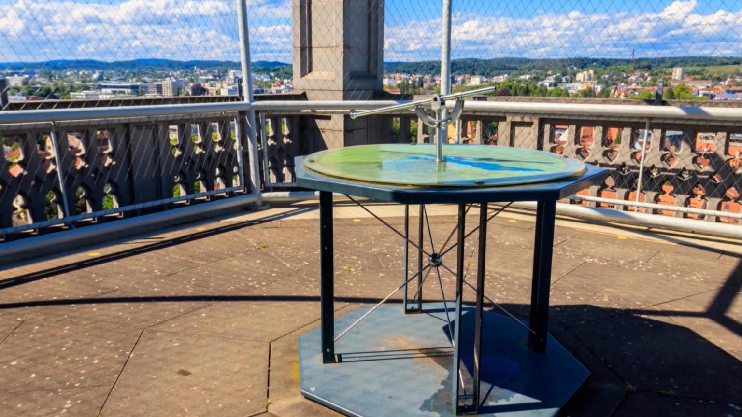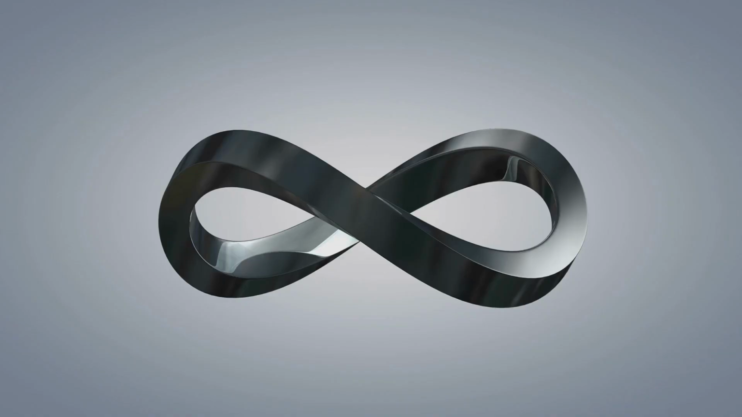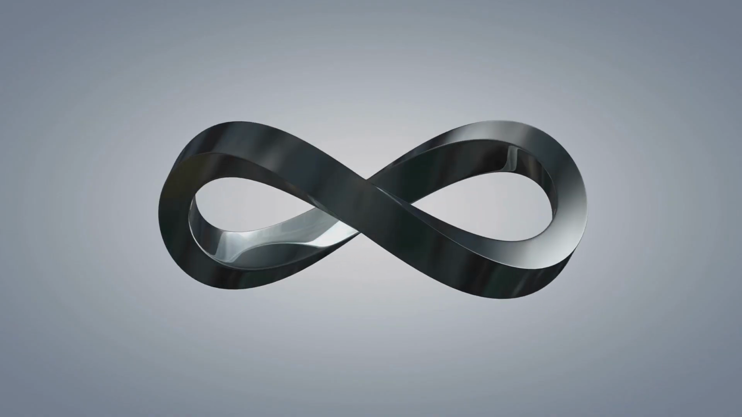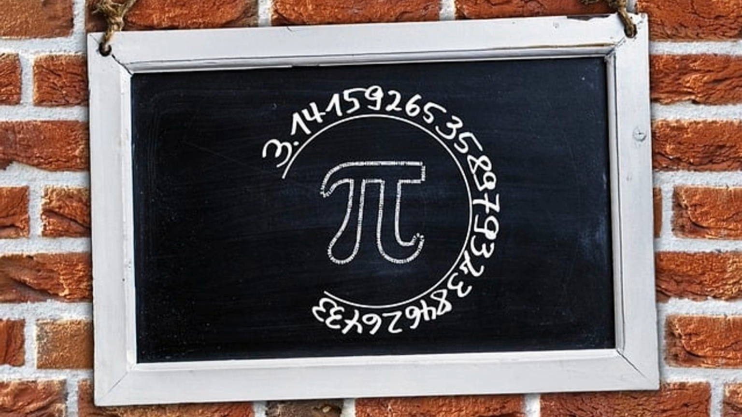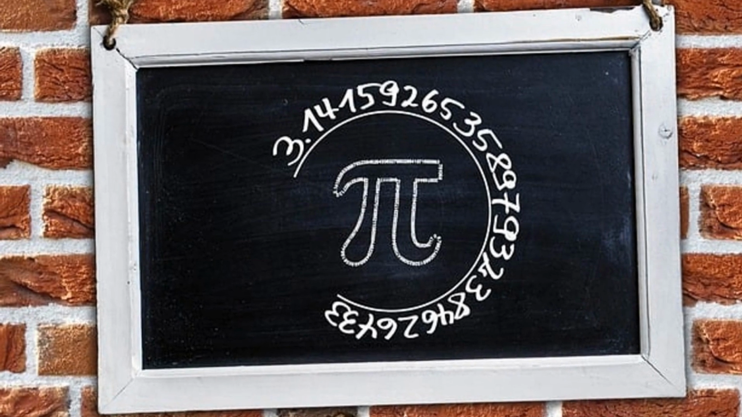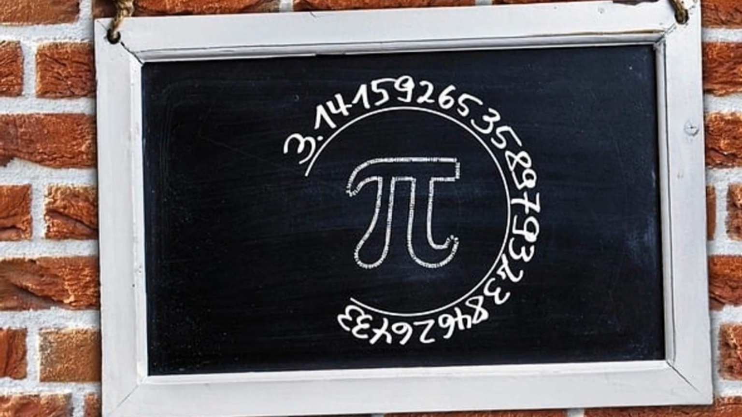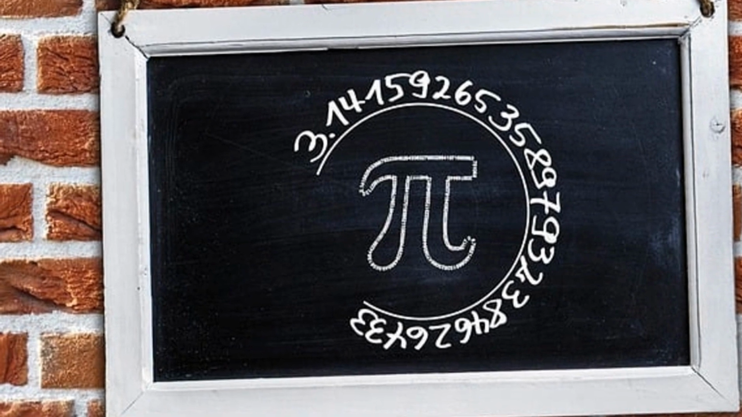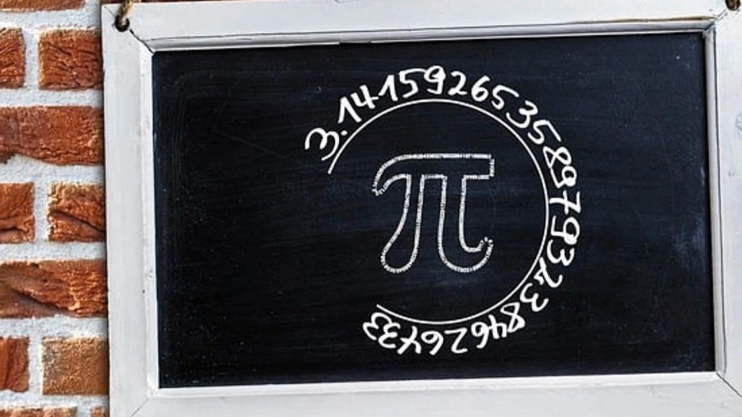The value of pi is approximately 3.14, but its decimal representation goes on infinitely without repeating. The first few digits of pi are 3.141592653589793233846, and so on. This infinite nature of pi makes it both intriguing and challenging.